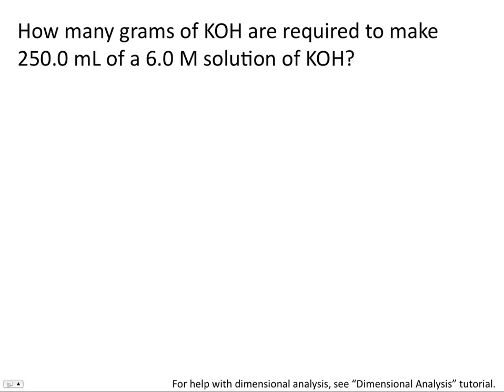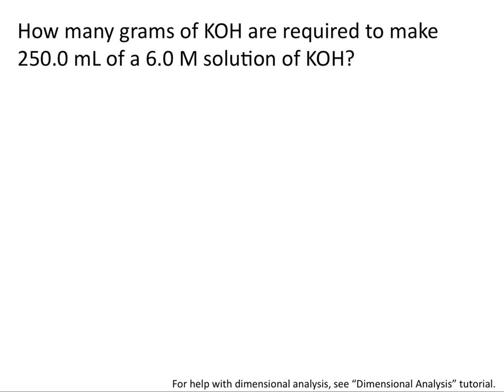Let's try a problem using molarity as a conversion factor. How many grams of potassium hydroxide are required to make 250 milliliters of a 6.0 molar solution of potassium hydroxide? Often students are confused about whether to start with 250 milliliters to begin our calculation or the value of 6.0 molar to begin our calculation.